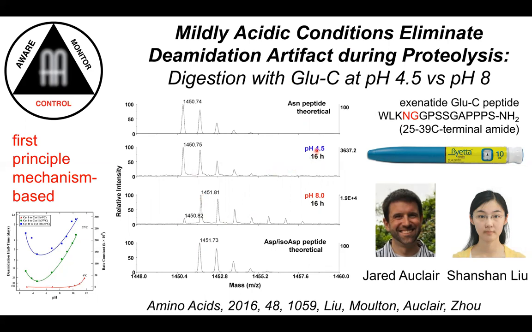The good news is if we digest the peptide under mildly acidic conditions, here at pH 4.5, even for 16 hours, we don't really see any deamidation. We also see that we can incubate this peptide at pH 4.5 for several days and we don't see very much deamidation at all. So under these typical digestion conditions, we almost completely eliminate the deamidation artifact. So what we see is a much closer representation of the real sample.